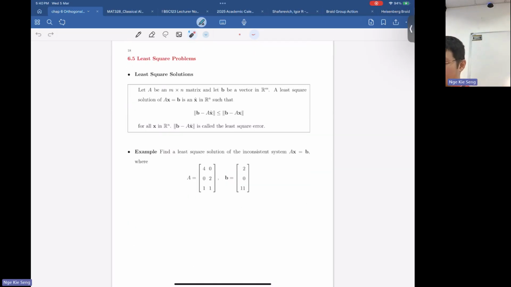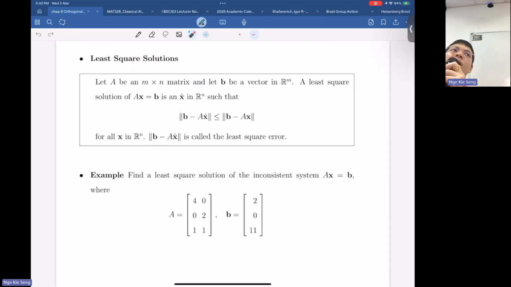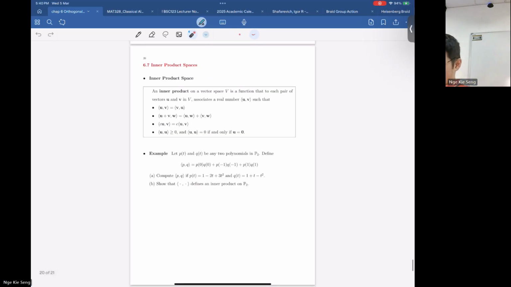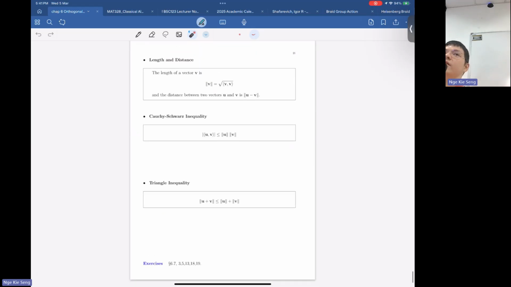And then solve the least square problem. We want to solve AX equals B, but let's say your system is inconsistent. Cannot find a solution. But we can find a closest solution. This is called the least square problem. We can use this least square solution to approximate the solution. Although we know that there's no solution, we find the closest solution. And then the generalization of inner product, so inner product space. And then that's all, finish.